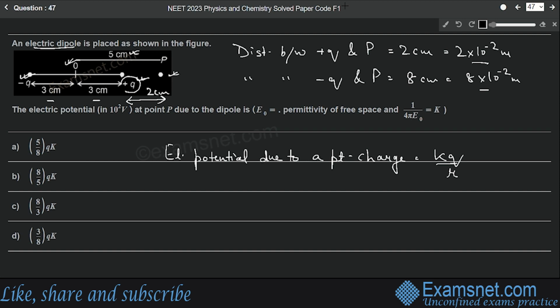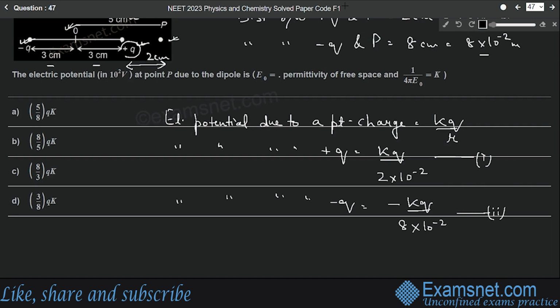Okay, so the electrostatic potential due to plus q charge will be kq by r, that is, the distance is 2 into 10 to the power minus 2 meter. So this is the first one. And the electrostatic potential due to minus q charge will be minus kq by the distance, in this case 8 centimeter, that is 8 into 10 to the power minus 2 meter. So this is the second one.